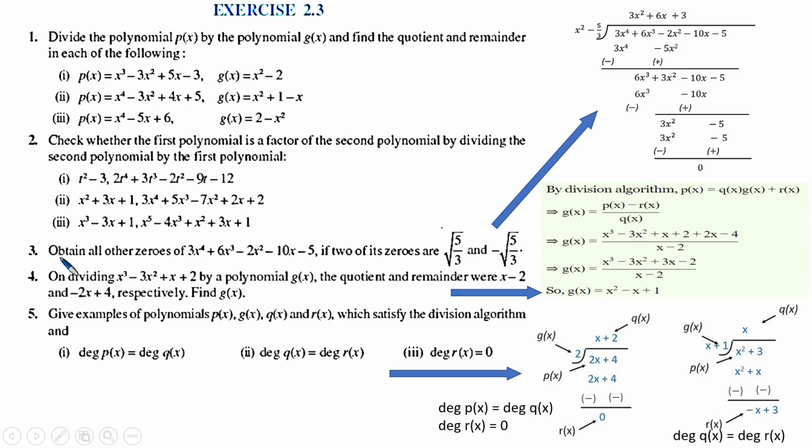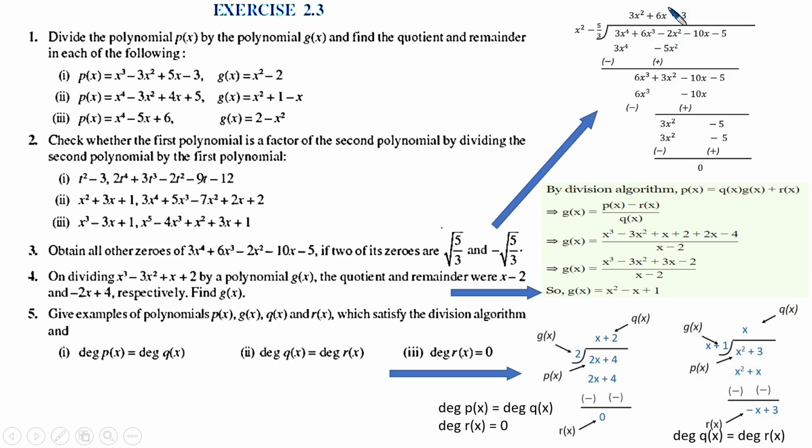Now exercise 3: obtain all other zeros of this polynomial, which is a quadratic polynomial, if two of its zeros are these. So if these are the roots, a plus b into a minus b, I can write as x square minus 5 by this. The square root will go. Okay, a plus b into a minus b is a square minus b square. So this is what I've done, and this is your dividend here. This thing is here, and if you divide it, you will get this quotient.